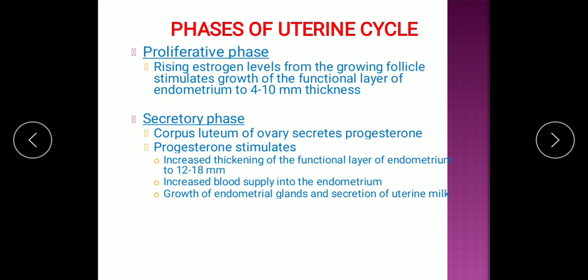In the secretory phase, the corpus luteum of the ovary secretes progesterone. After ovulation, the ovary's follicular layer is called the corpus luteum. It secretes progesterone. Progesterone stimulates an increase in the thickness of the functional layer of the endometrium, the innermost layer of the uterus, to 12 to 18 millimeters. Progesterone increases the blood supply in the endometrial region of the uterus, the growth of the endometrial glands, and the secretion of uterine milk.